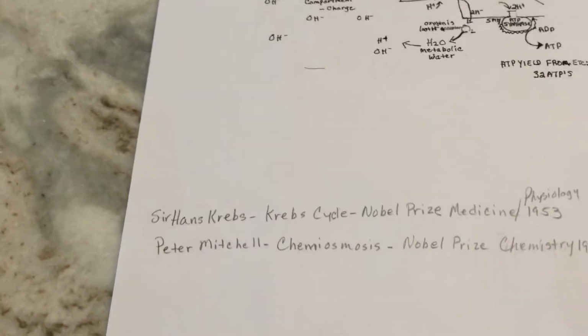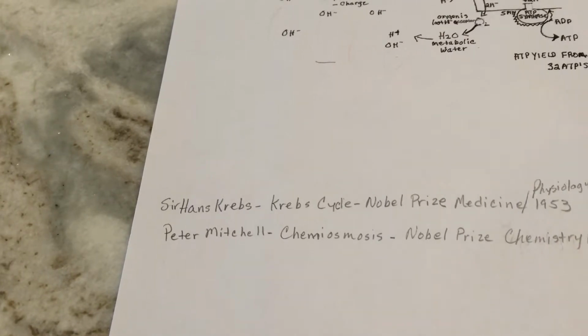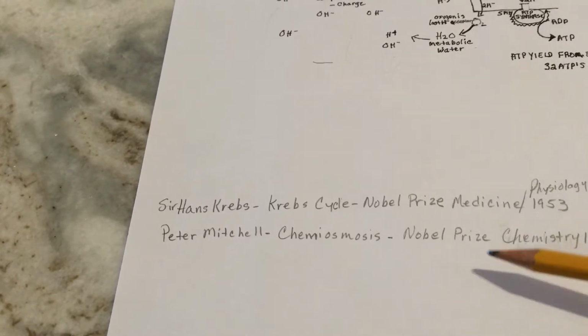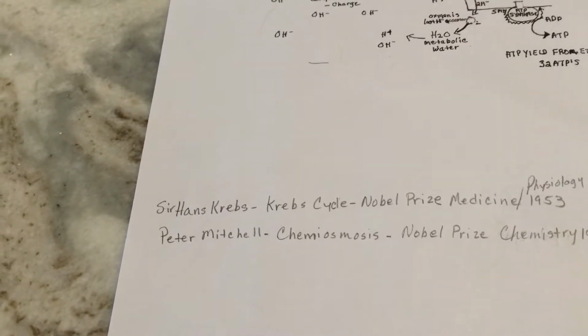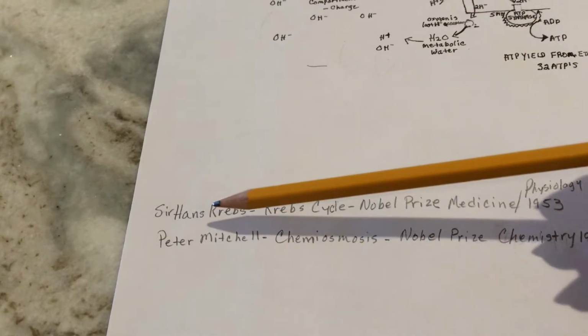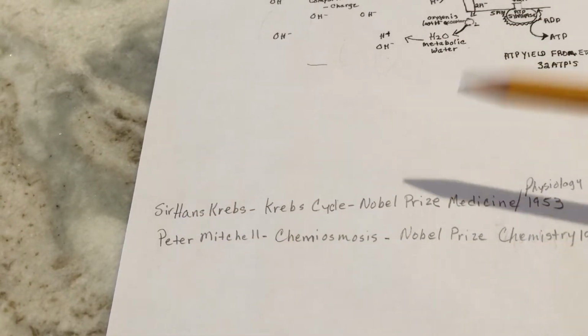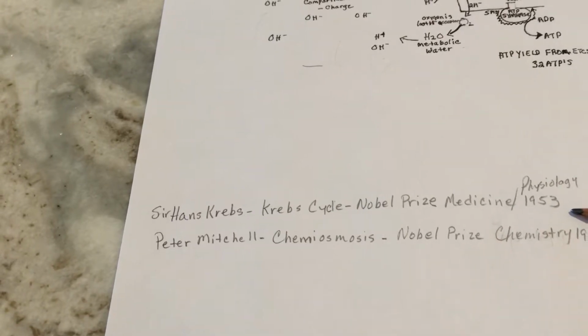Now, Peter Mitchell developed the steps of chemiosmosis and won the Nobel Prize for Chemistry in 1978. And all of those steps that occurred in Krebs cycle were elucidated by Sir Hans Krebs, and he won the Nobel Prize for Medicine and Physiology in 1953.